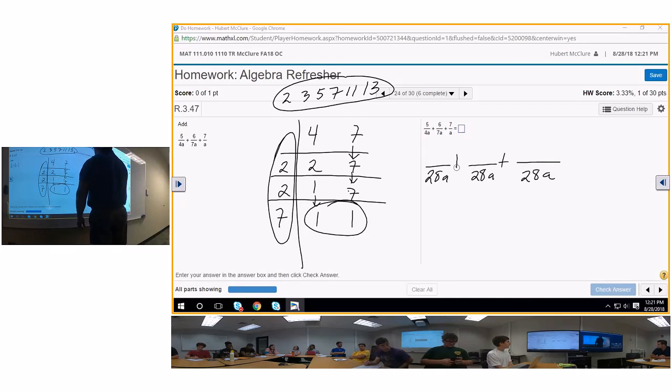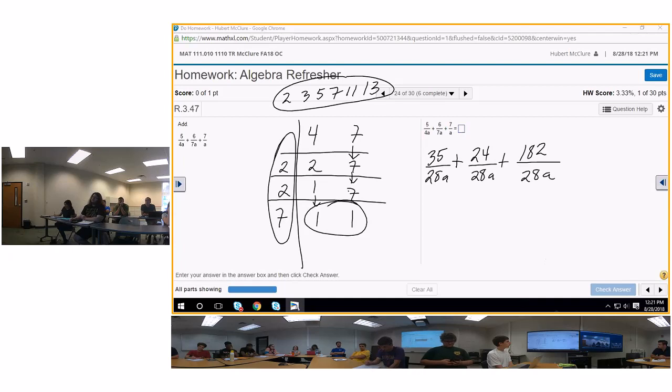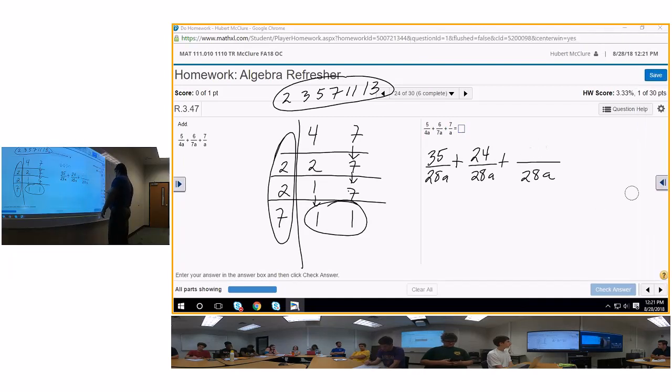plus 4a will go into 28a, 7 times 5 is 35. 7a will go 4 times 6 is 24. A will go in 28 times. 28 times 7 is going to be 182. Somebody check me. 28 times 7, 196. 196, okay. I suck. 196.